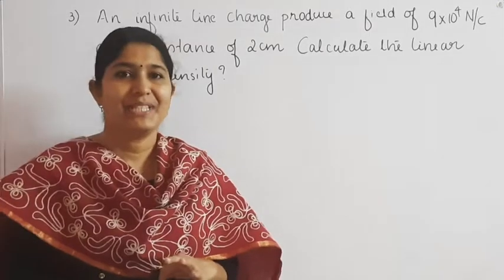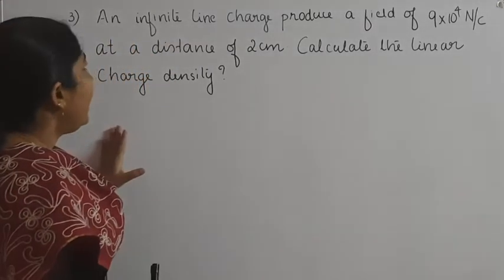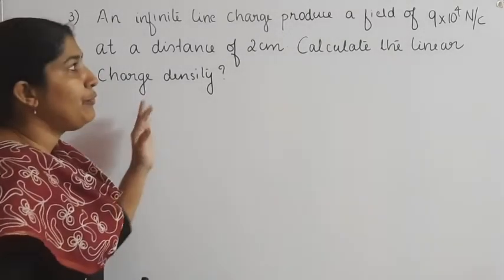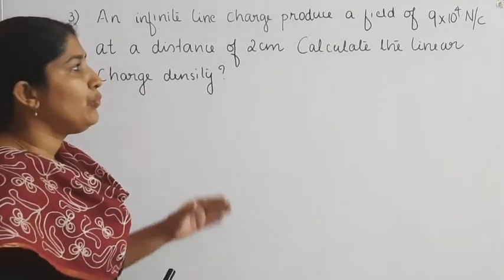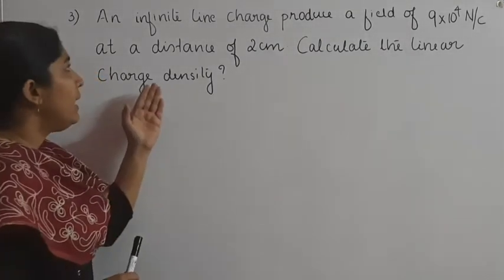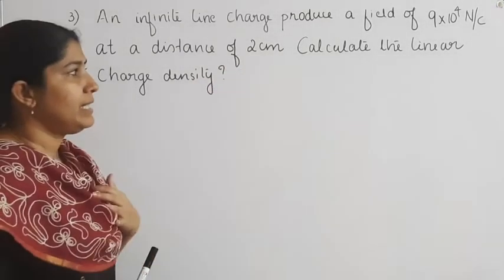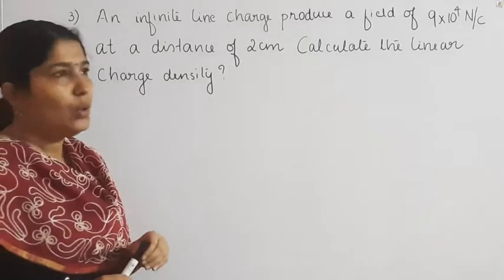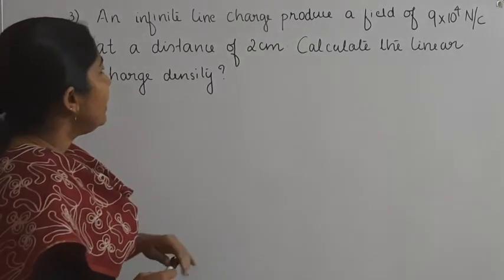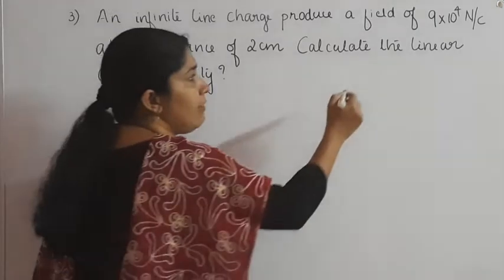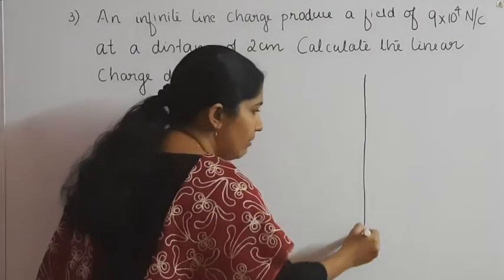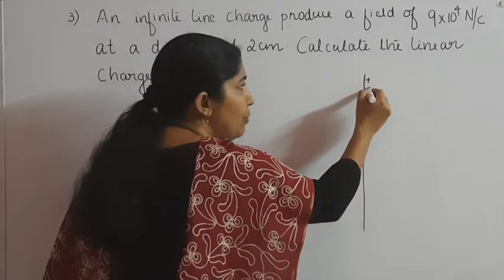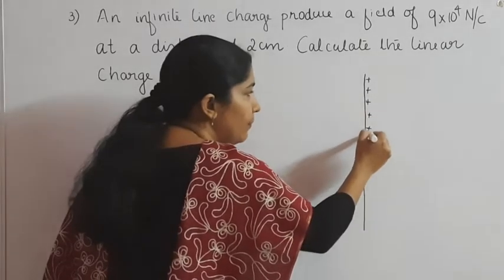Okay. Third question. An infinite line charge produces a field of 9 into 10 raised to 4 Newton per Coulomb at a distance of 2 centimeter. Calculate the linear charge density. Okay. Here the infinite line charge is given. Charge is distributed on its surface.